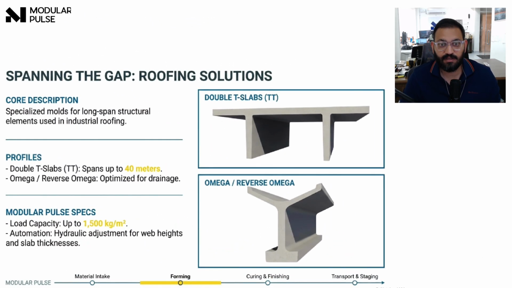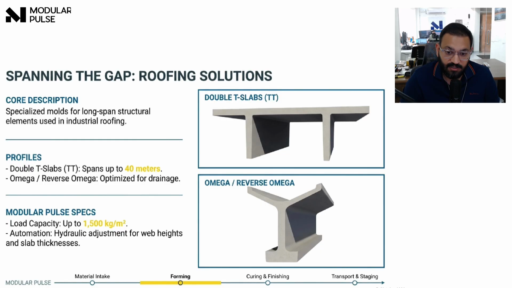Roofing solutions. Now let's talk about large span roofing, especially for industrial buildings and warehouses. In traditional construction, large spans mean more columns, and more columns mean less usable space. Precast solves this using special roofing elements. One of the most common elements is the double T slab. The shape looks like two T's joined together. This shape gives high strength with less material. Double T slabs can span up to 40 meters, which is extremely difficult to achieve with normal RCC.